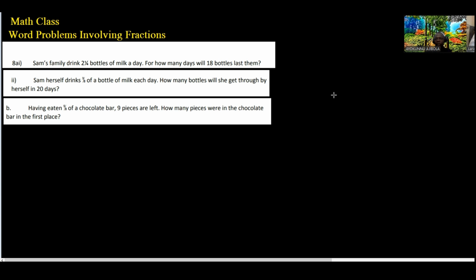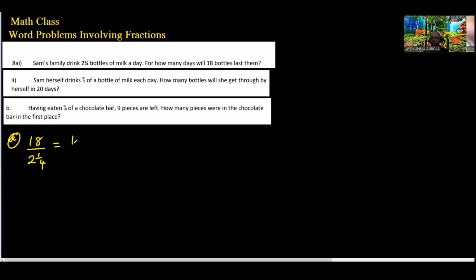But now the question says they take two one-quarter bottles each day. That means we have to say how many times can they take two one-quarter bottles from 18 bottles? So that question is actually a division question. Which means, for the first aspect, question A, we have to divide the 18 bottles by 2 1/4.